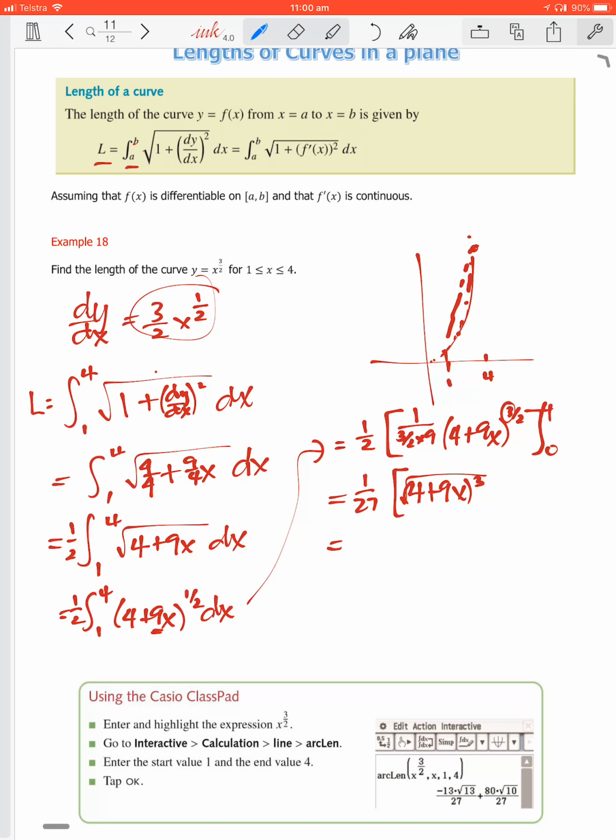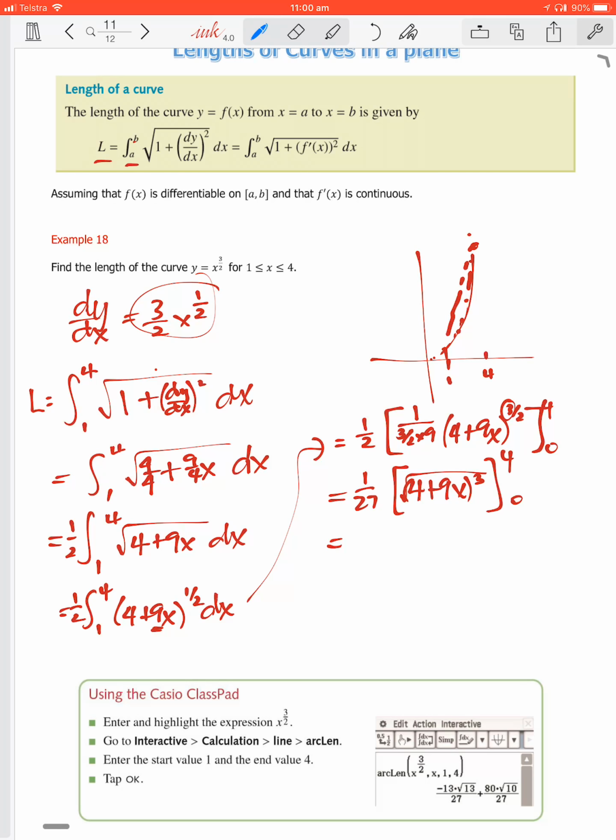Now, when we put in 4 and 1, what are we going to have? We're going to have 1 on 27. Put 4 in: I get 4 plus 9 fours, which is 36, so 4 plus 36, which is 40, cubed and then square rooted.